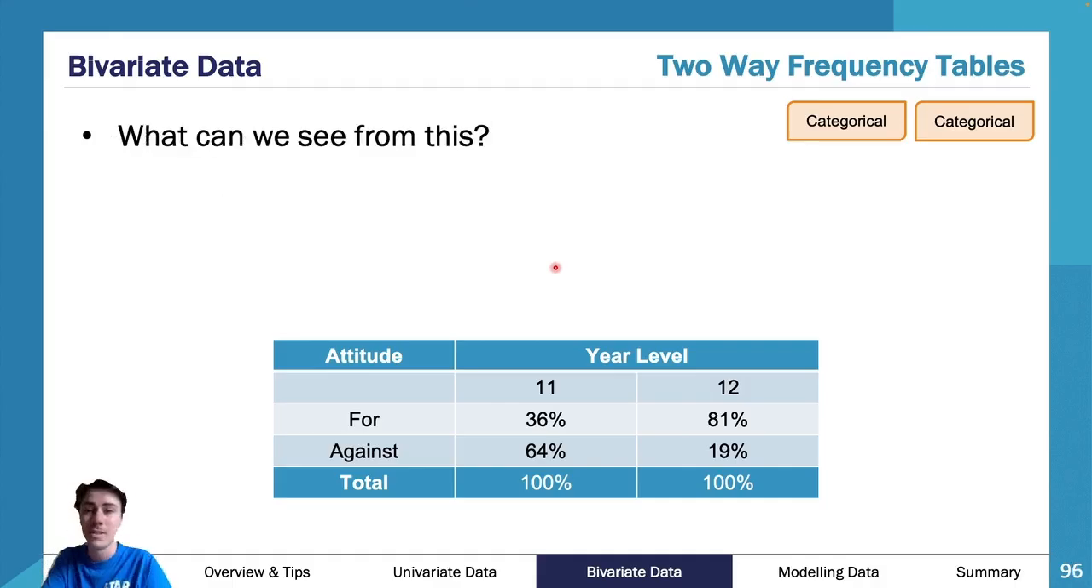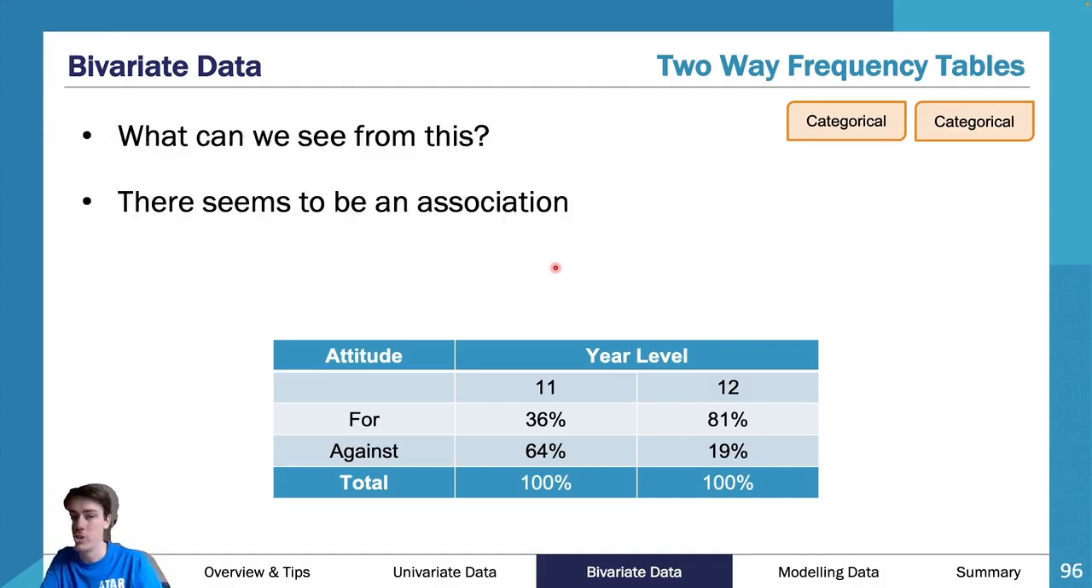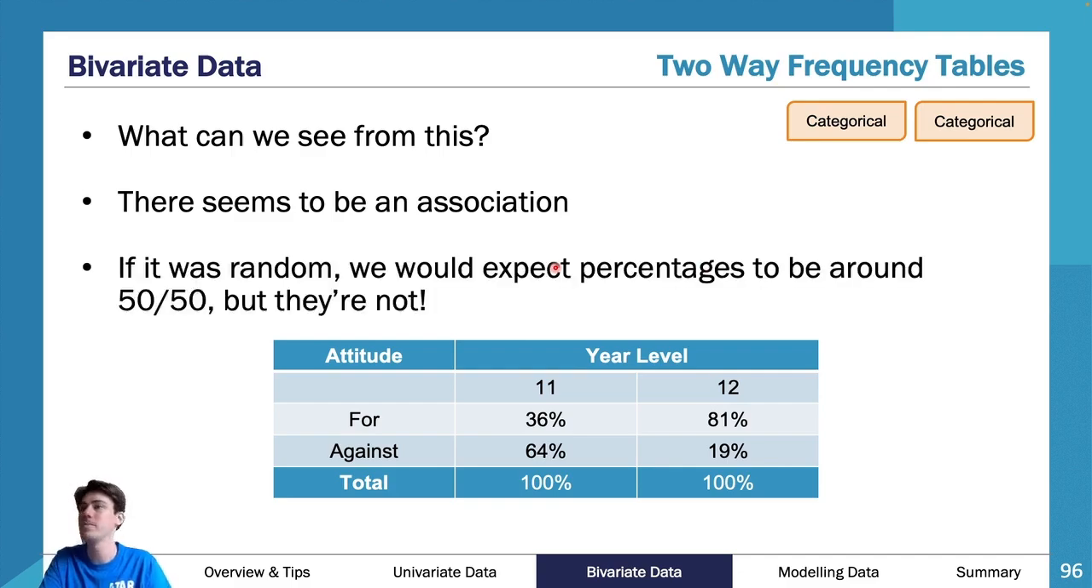So what can we see from this? Then you can discuss where the associations are. If it was random, we would expect the percentage to be around 50-50, but it's not. So therefore, we can discuss that there is an association between these things. And that's why, as much as frequency tables aren't as useful, they can still display this stuff and be useful in terms of looking at what's going on.